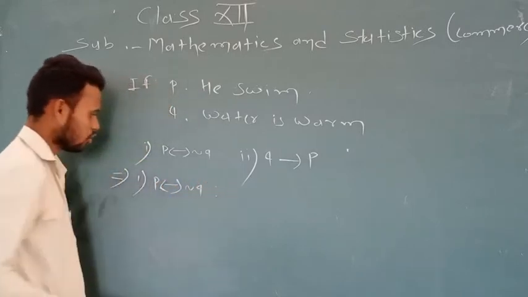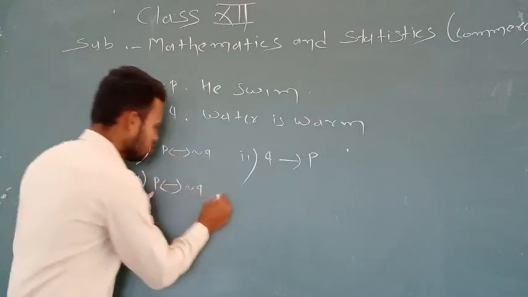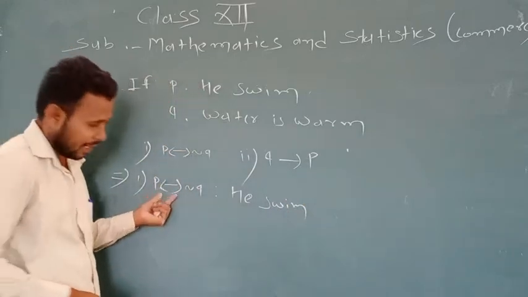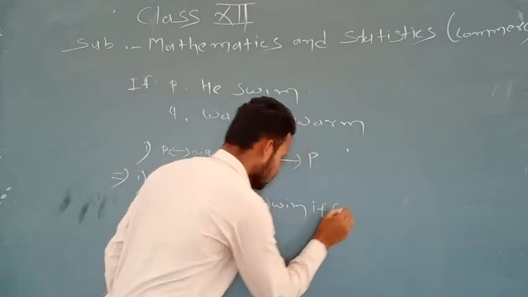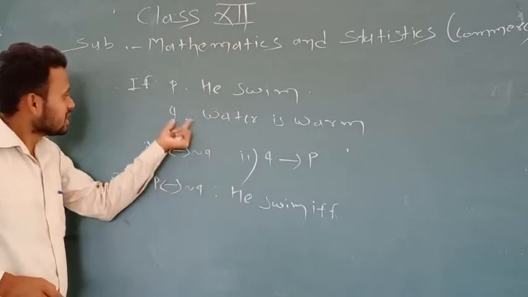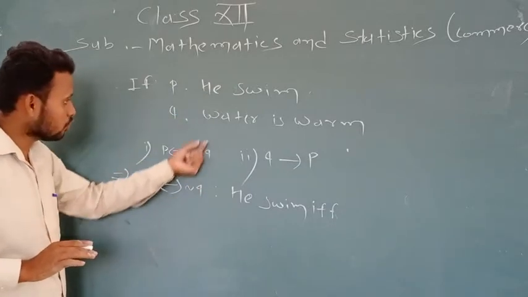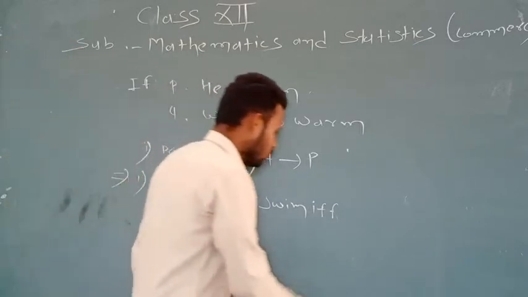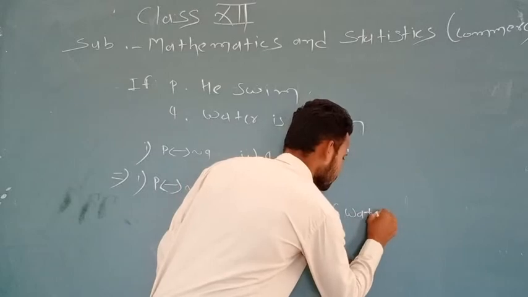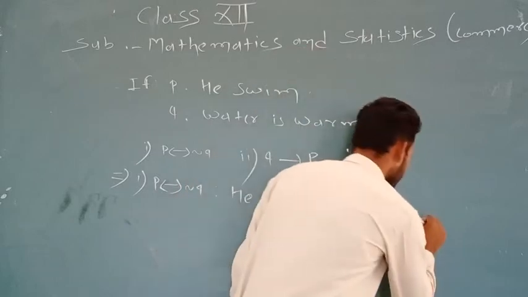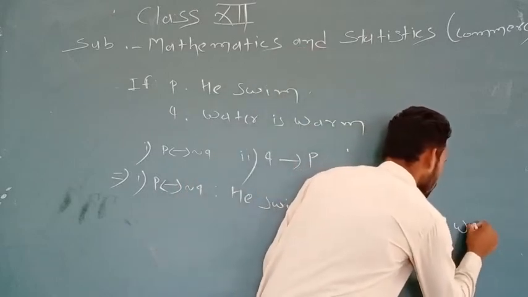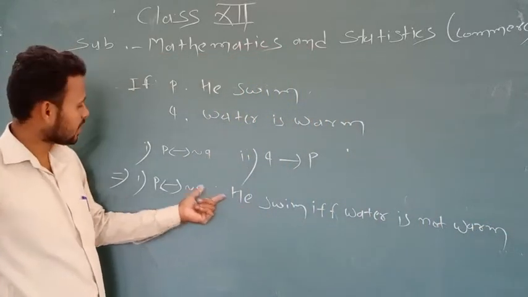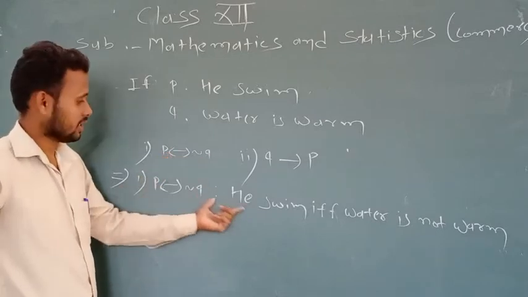first we have P if and only if negation of Q. The statement will directly be: if and only if negation of Q. The P statement is he swims, then if and only if. Here negation of Q means we have taken the negation of statement Q. Q is water is warm, so its negation is water is not warm. He swims if and only if water is not warm, which is the required verbal form of the given symbolic statement.